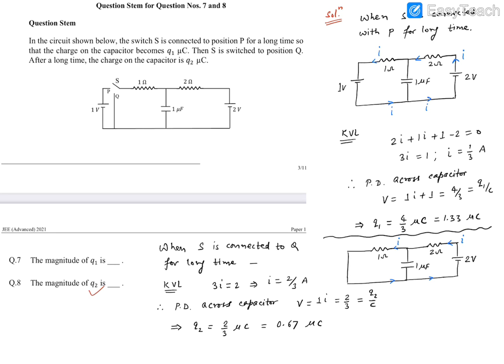Hence we got Q2 as 0.67, Q1 as 1.33, and their units have already been mentioned, so we need not worry, and we are writing in those units itself.